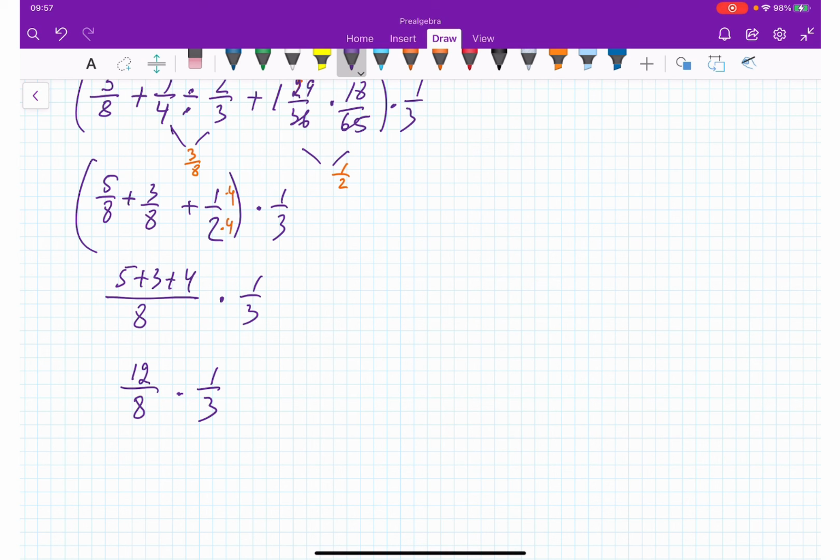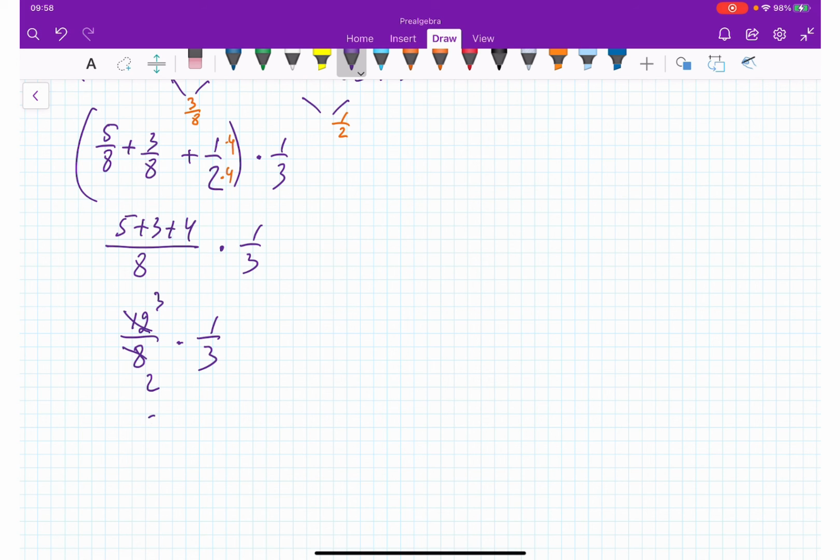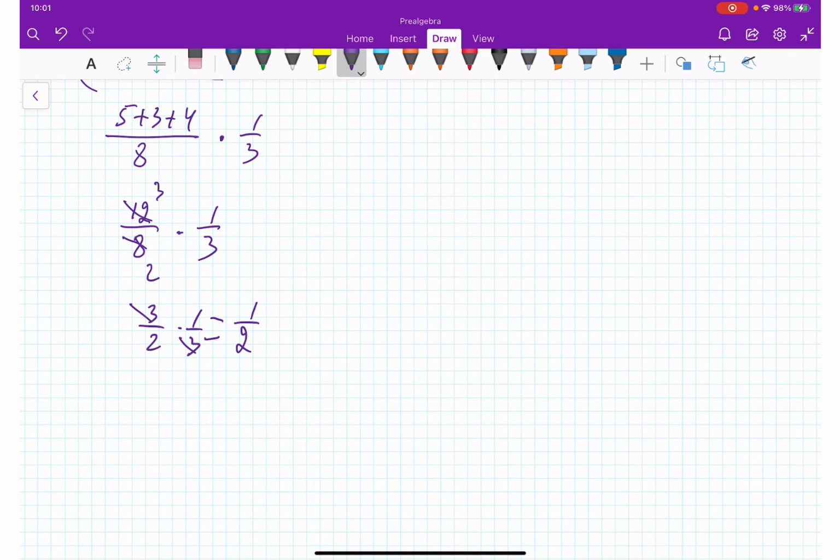12 over 8 I can reduce by 4. This is going to be 3. This is going to be 2. And multiply 3 over 2 times 1 over 3. This 3 is gone. We are getting 1/2. So the answer for this calculation is 1/2.